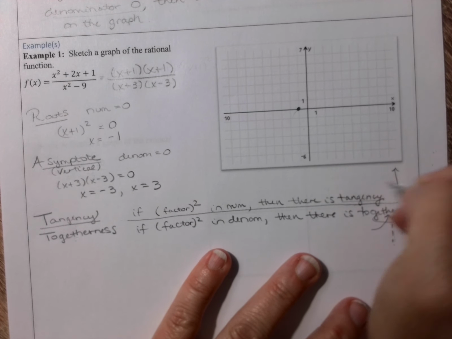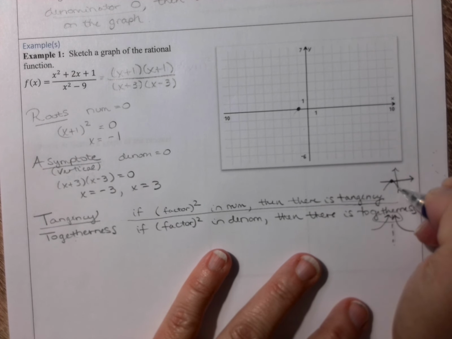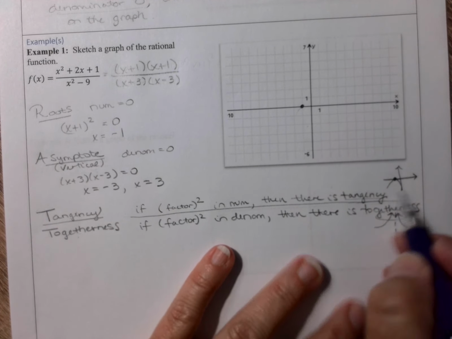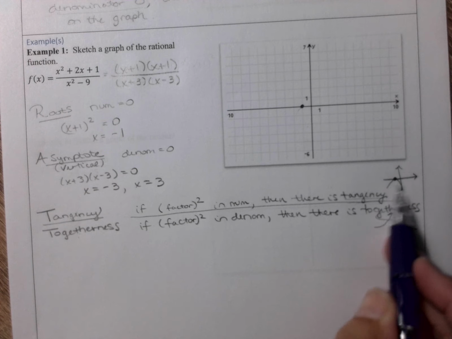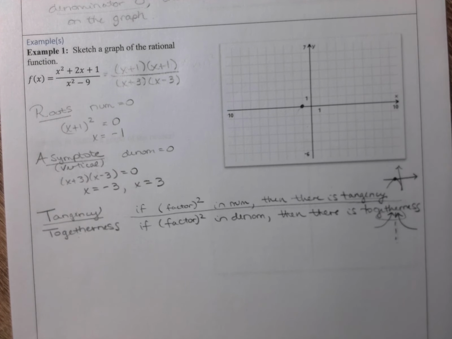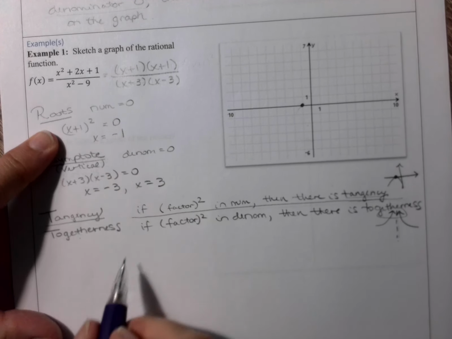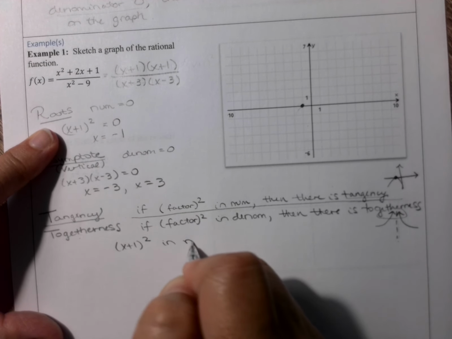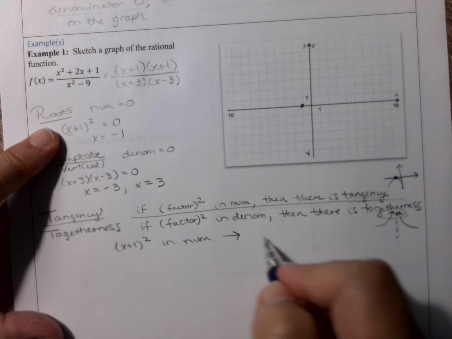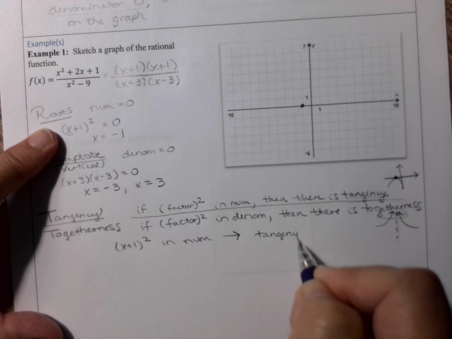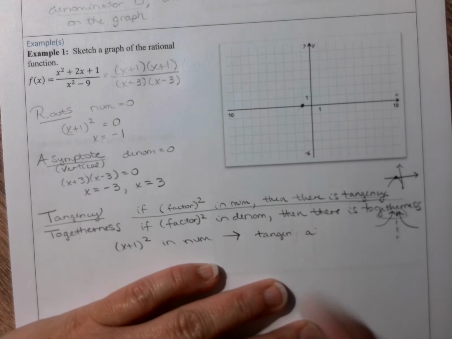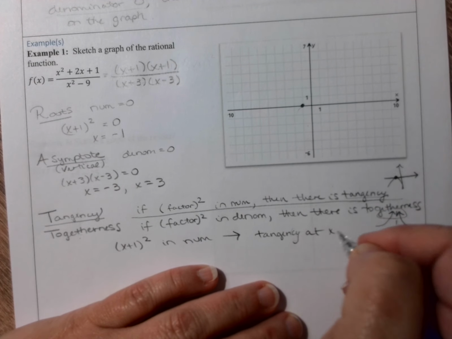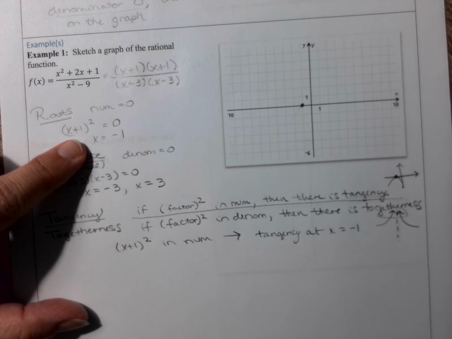Let me give you a little diagram of tangency also. If that's our x-intercept, tangency would look like this, or possibly opening up. The idea is that we're getting that parabolic behavior there at the x-intercept. So notice in this case, if I look at my numerator, I do have (x + 1) squared in the numerator. That's going to mean when I sketch the graph, we're going to have tangency at x = -1 at our root.